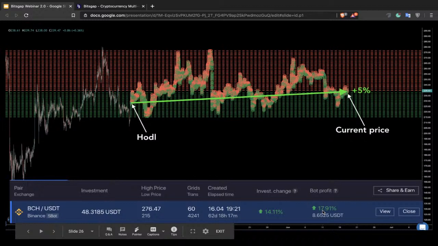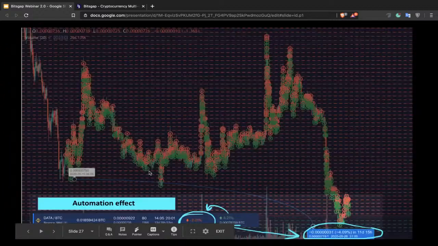So that's the idea. Here, pretty much the same, but we have a falling market. Point of inception, if you would simply hodl, you would have minus 4%. With automated trading, here comes the automation effect, here comes the hedging effect, and it's only minus 2%. So the profit that's generated during this period offsets the negative value change. So instead of having minus 4%, we have only minus 2%.